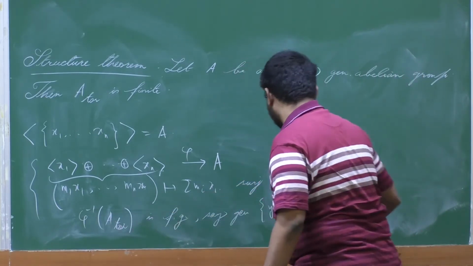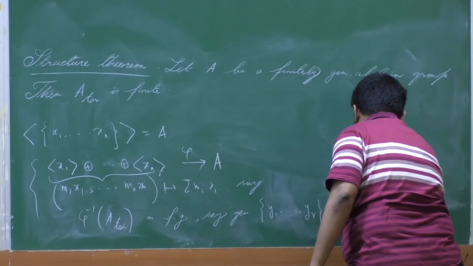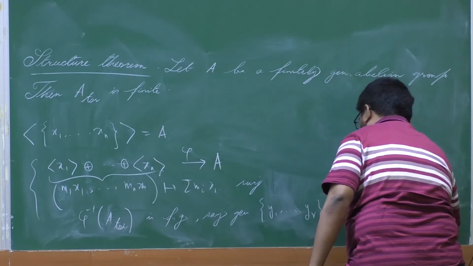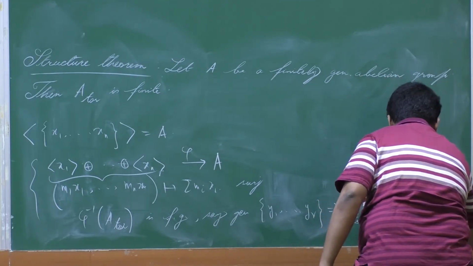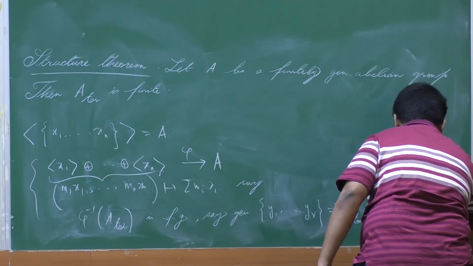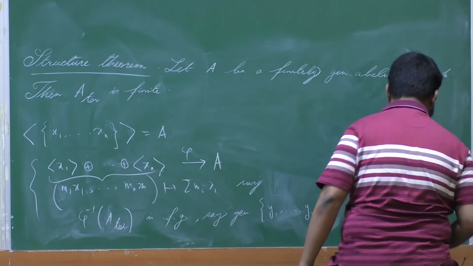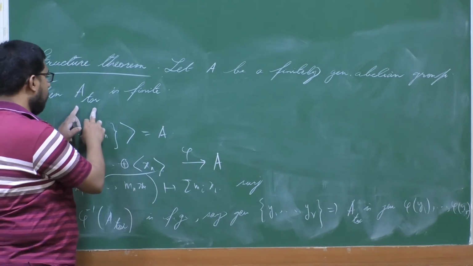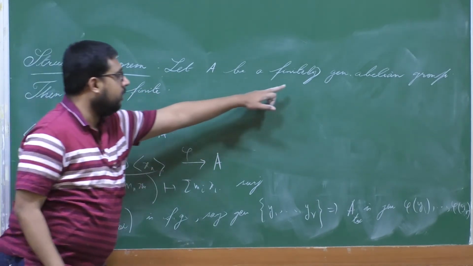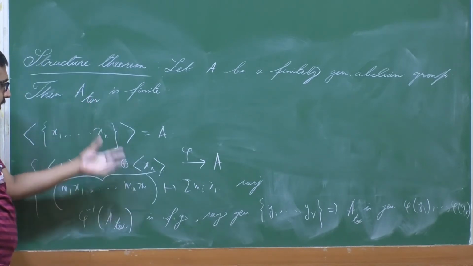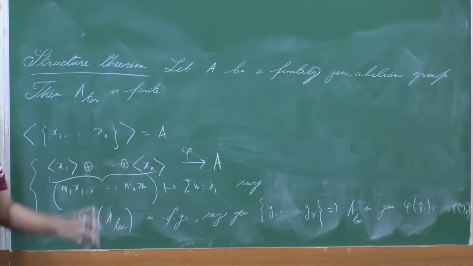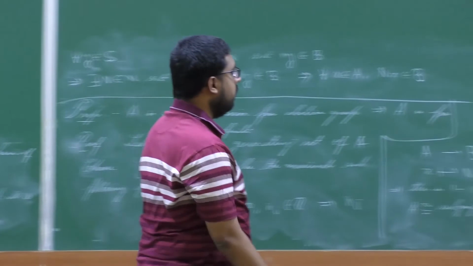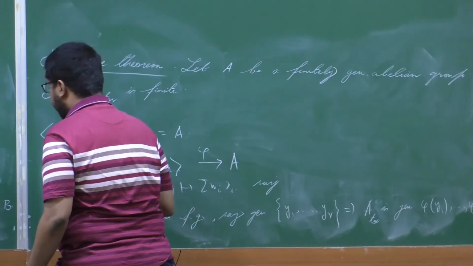So this implies that A tor is generated by phi y1 up to phi yr. That is quite clear. Therefore A tor is finitely generated. This argument shows that, and hence by our earlier observation a finitely generated torsion group is finite. So therefore we get that this is finite.